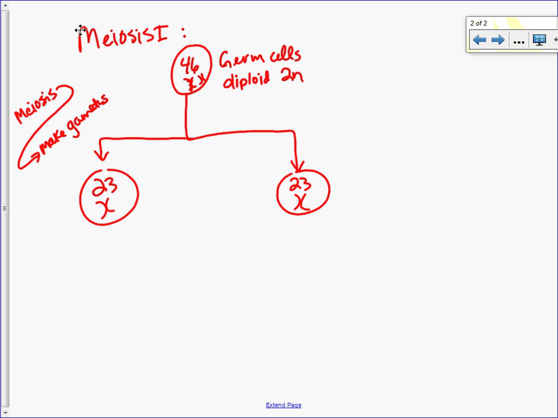All right, and in there, we also have the unique event of synapsis. Remember, that's where crossover happens. So now we've got two cells that are haploid because they're half of what the parent cell had. Now, this is a tricky part going into meiosis 2. Meiosis 2 is really easy, except this can be kind of tricky. So I'm going to clear this up right off the bat.